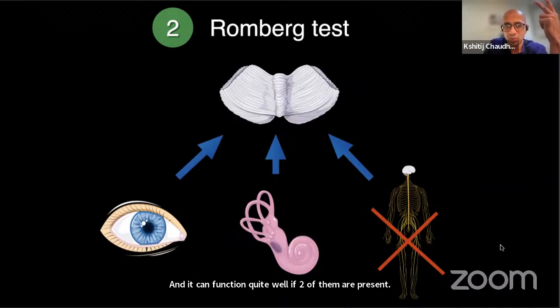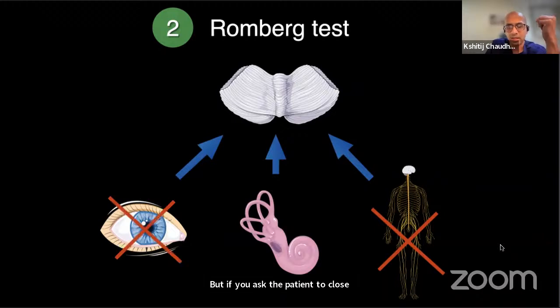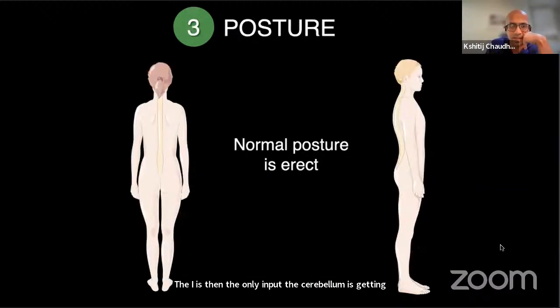But if you ask the patient to close the eyes, then the only input the cerebellum is getting is from the ear, and that is not enough. And that's why the patient sways. So that's the mechanism. Posture of a normal person is erect.